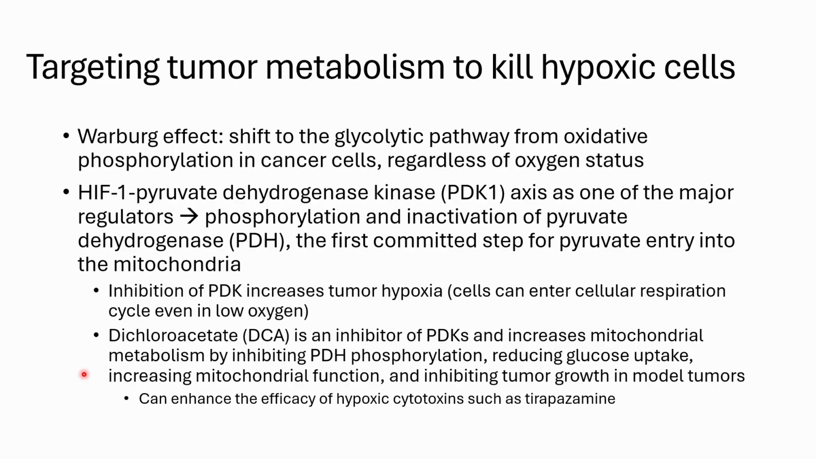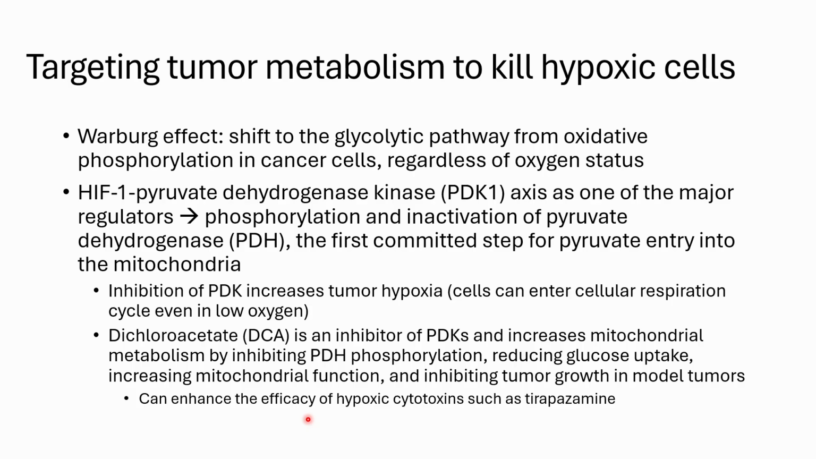So at the mitochondrial level, at the molecular level, DCA can inhibit PDH phosphorylation. Okay, it can reduce glucose uptake, and it can increase mitochondrial function and inhibit tumor growth. And again, this is in model tumors, I think within mice, the mouse model. So DCA can enhance the efficacy of hypoxic cytotoxins such as tirapazamine. Okay, without causing depression of hematologic parameters.